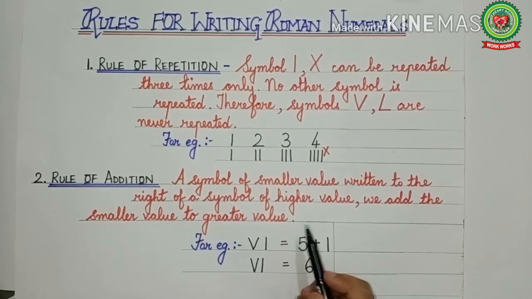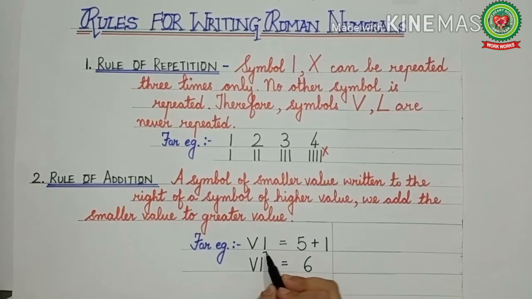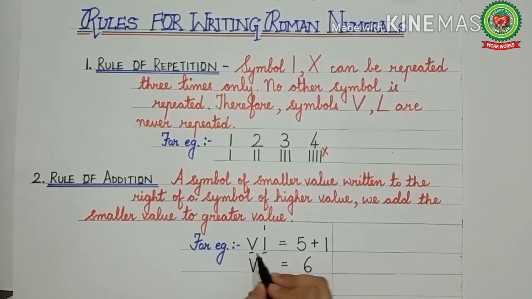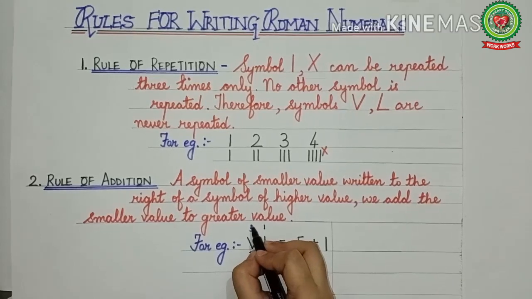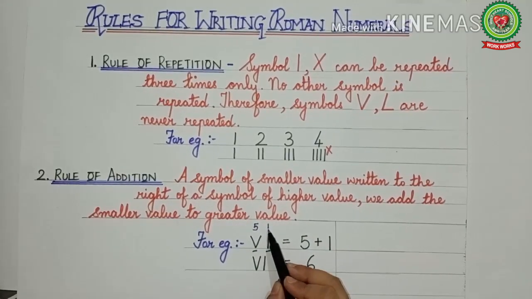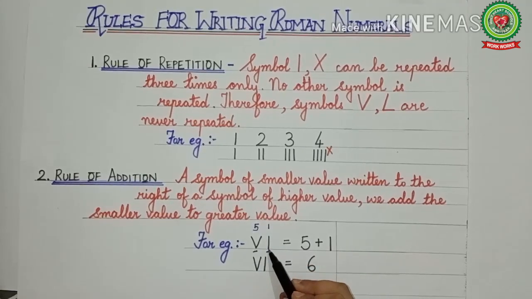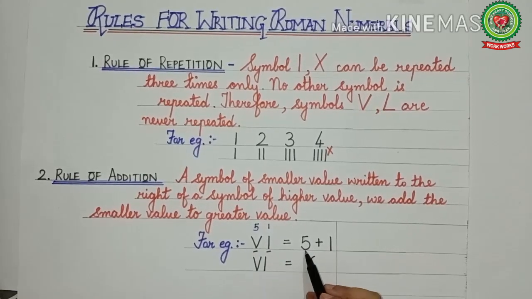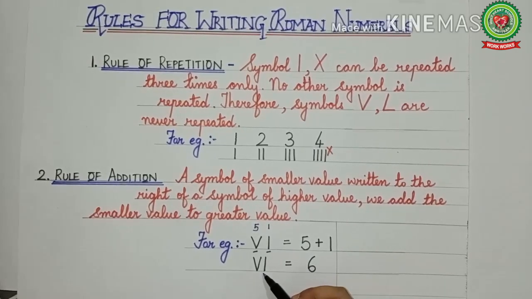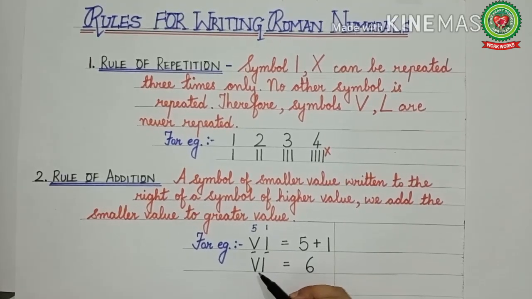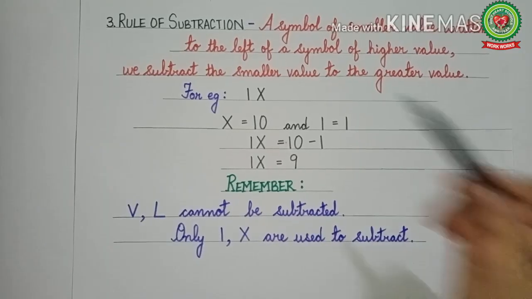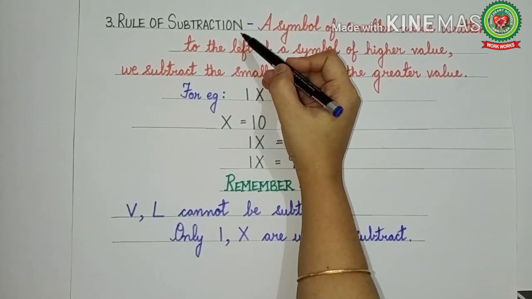Now see, which is the smaller value? This one, this is 1. Which is the greater value? This one, this is 5. So what are we doing? We are adding 5 plus 1, the smaller value to the greater value. 5 plus 1 is how much? 6. So we have got the Roman numeral VI. VI means 6.